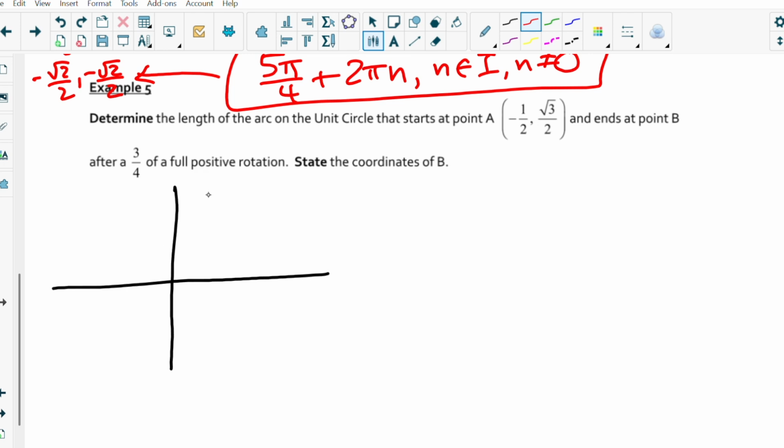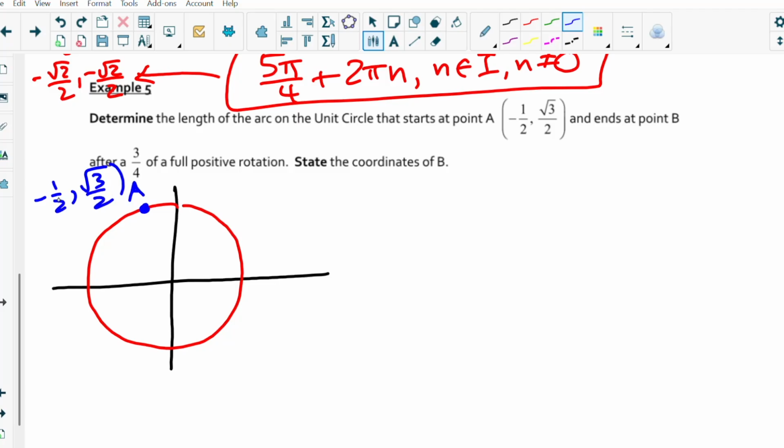Point A starts at negative 1/2, square root of 3 over 2. So negative 1/2. Let me draw my unit circle here in red. Okay, negative 1/2, square root of 3 over 2. This is point A. Okay, and then we're going from point A to point B after 3/4 of a full positive rotation.